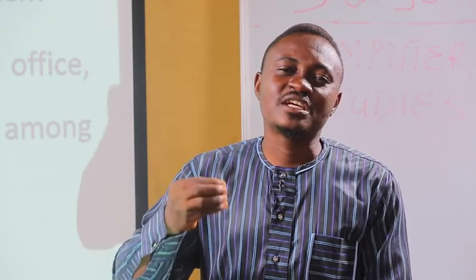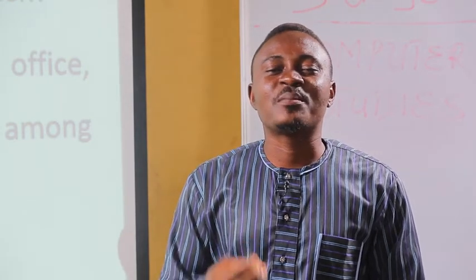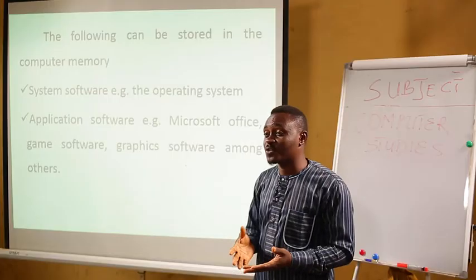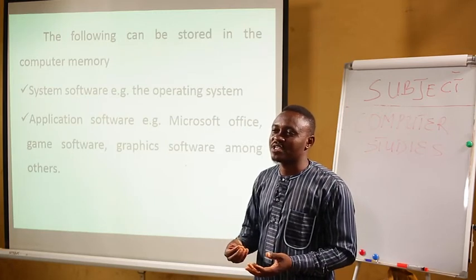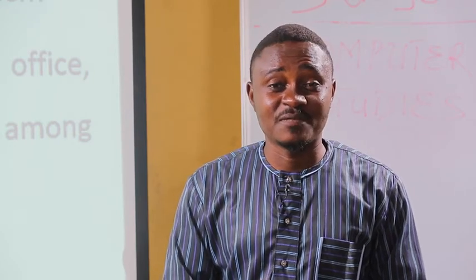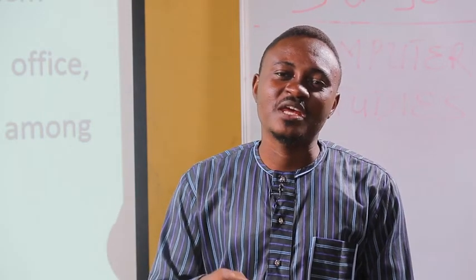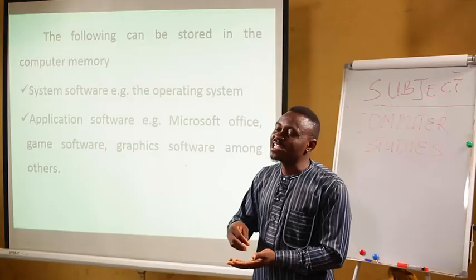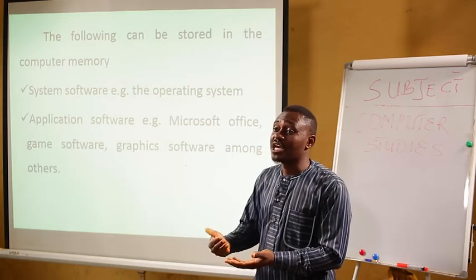The system software, for instance, is the operating system, which is the most important software for every computer system. No computer system can function without what? The operating system. The operating system is the first software that is installed in any gadget, whether your phones or your laptops or whatsoever electronic device that is computerized, because it controls the entire activities of the computer. So this very operating system is also stored in a specific portion of the memory of the computer, which we are going to be seeing much more later.